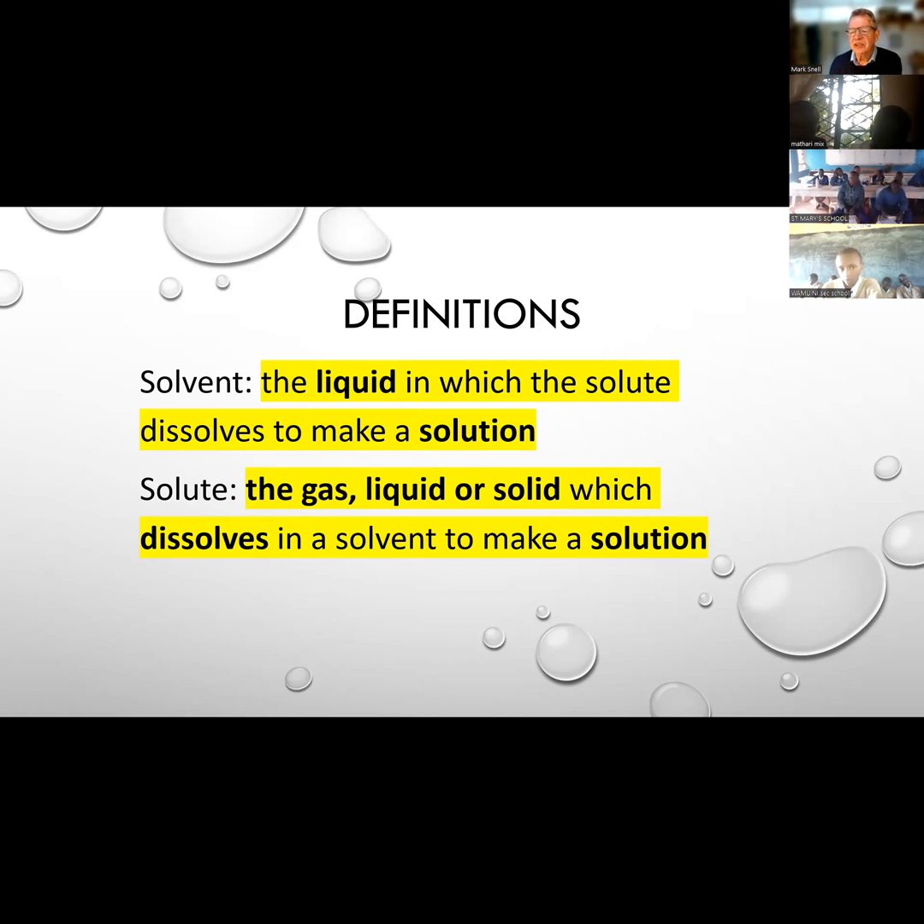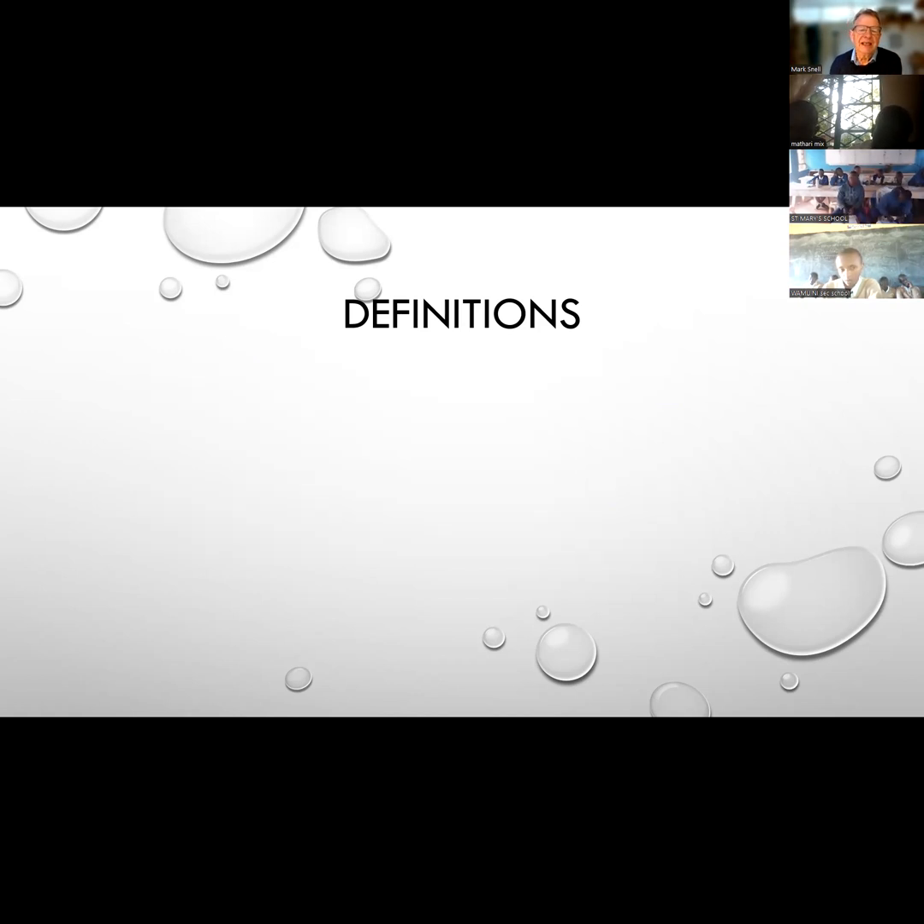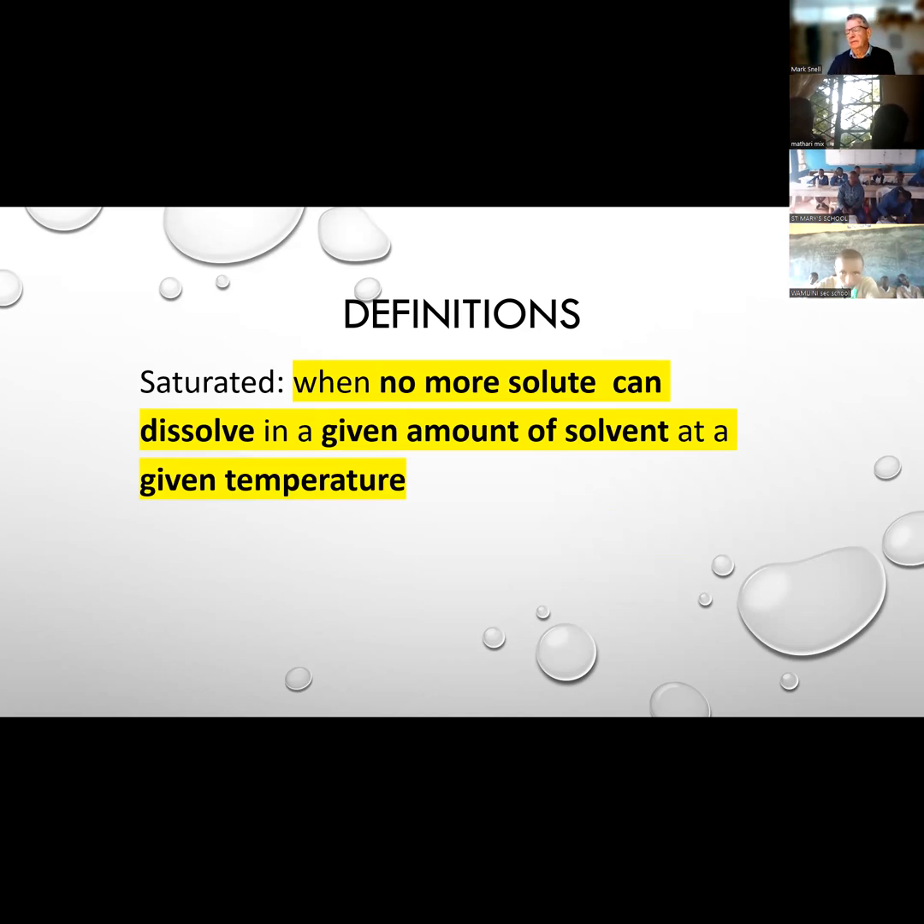And the last word, which is more important, is saturated. Saturated is when no more solute can dissolve in that amount of solvent at that temperature. So you have to specify the amount of solvent. Is it 100 grams? Is it 200 grams? Is it a swimming pool? And at what temperature is it?